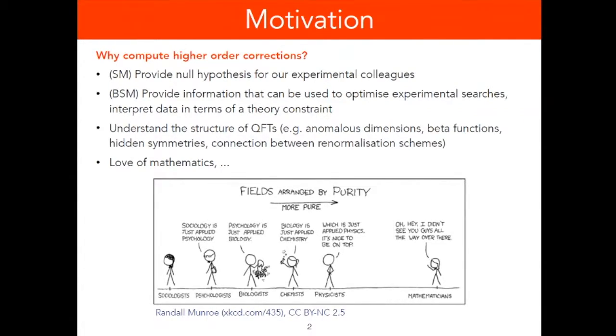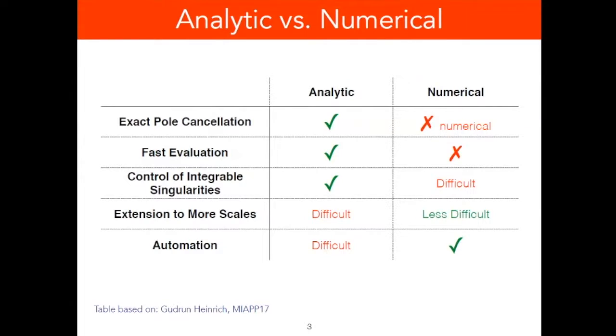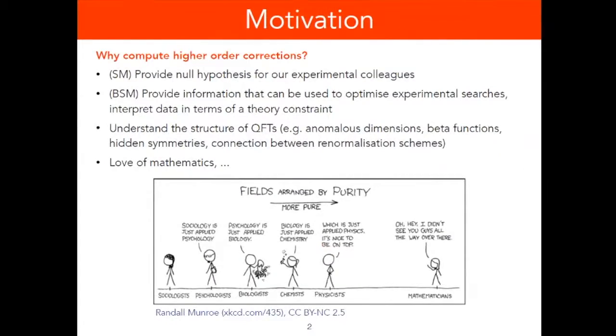We might also do them just to understand the structure of quantum field theories. So maybe we want to look at the anomalous dimensions, the beta functions, identify hidden symmetries within the theories, or understand connections between renormalization schemes, for example. Or we might just do them because we love maths, and maybe we like to be purists and understand the structure of our problem.